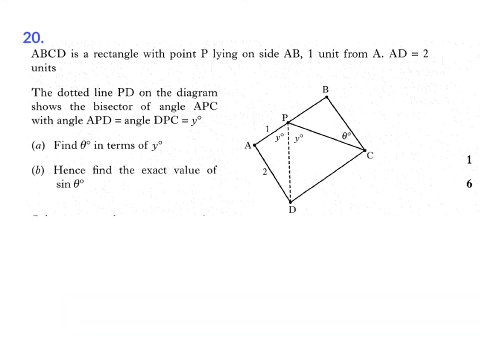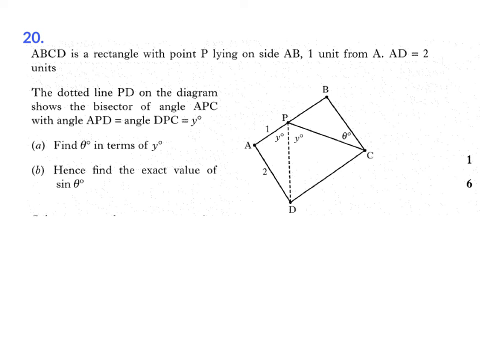Okay, another wee question. So another double angle formula question, I think, by the looks of it. So we're told this is a rectangle with point P lying on the side of AB 1 unit from A, and it tells us that A to D is 2 units. The dotted line in the diagram shows the bisector of the angle APC. So bisect means it cuts it right in half.